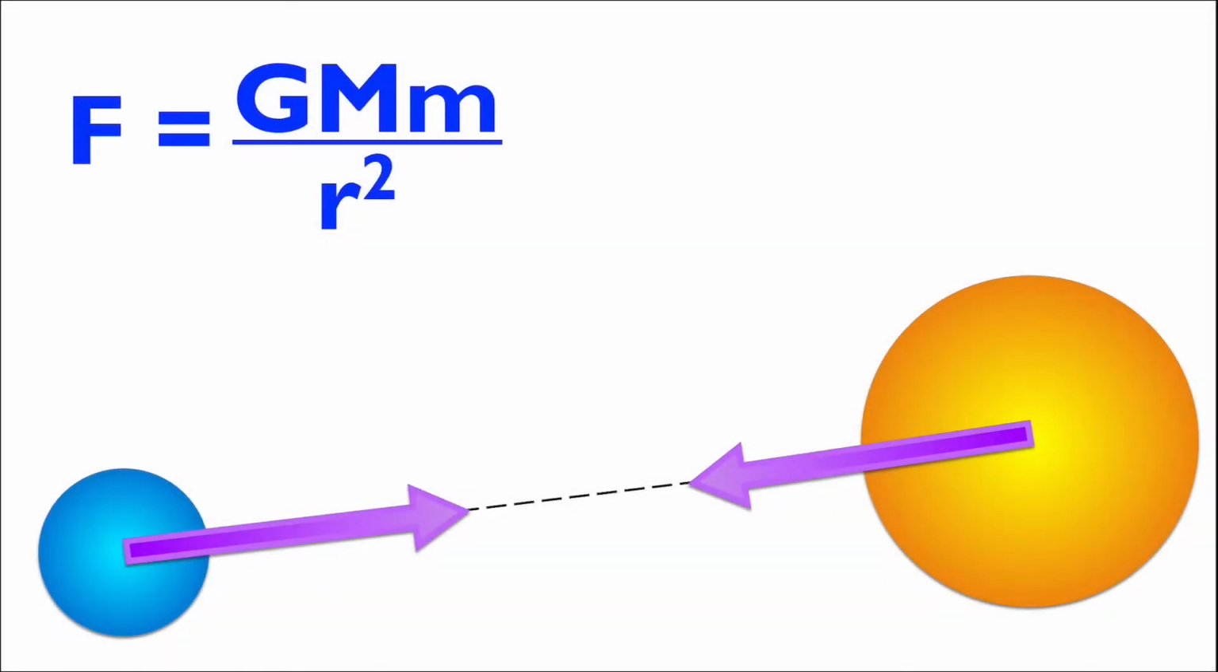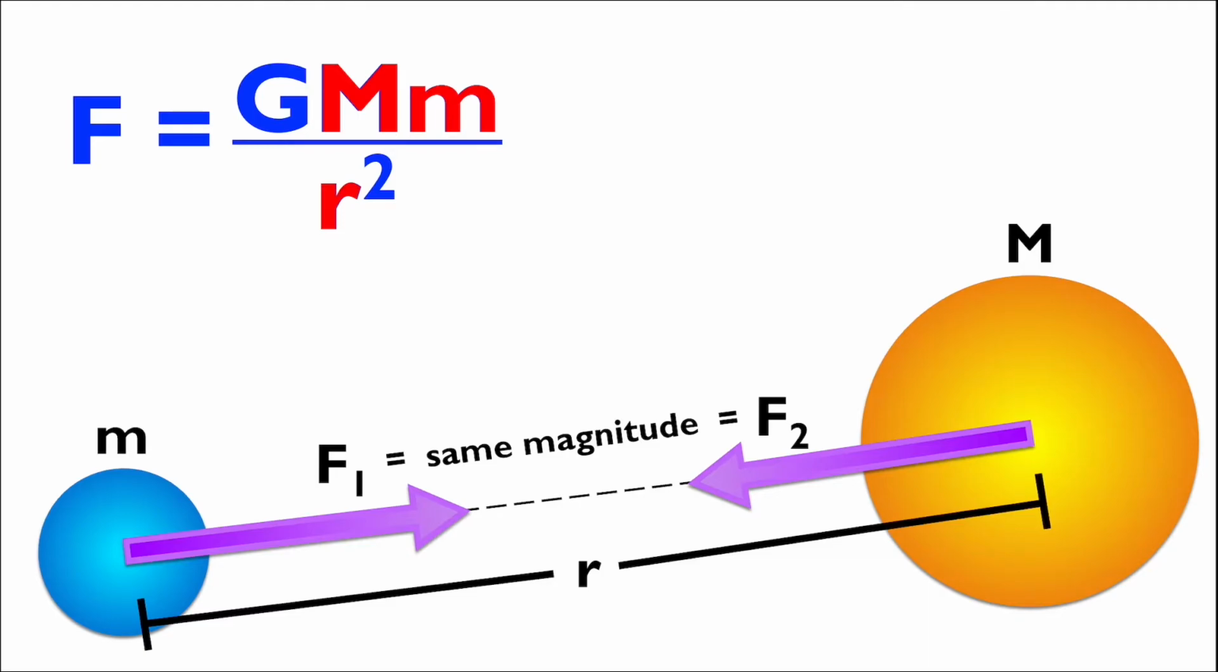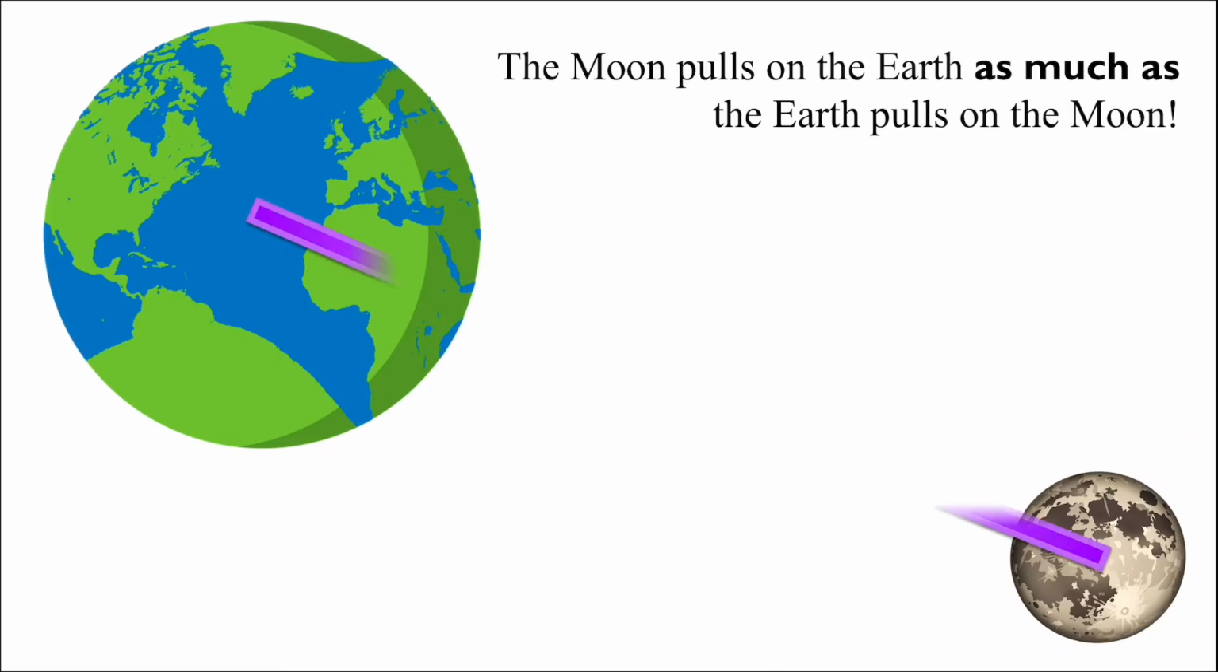The same thing can be said about the force of gravity between two objects. Not only are their individual masses important in determining the magnitude of the gravitational force they exert on each other, so is the distance between them. Let's see how various things can affect the gravitational force between two objects. Take, for example, the Earth and the Moon. The Moon pulls on the Earth just as much as the Earth itself pulls on the Moon.